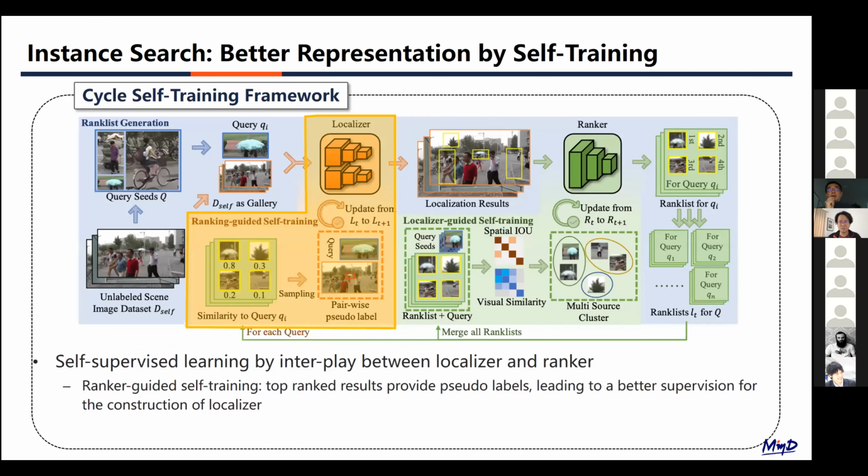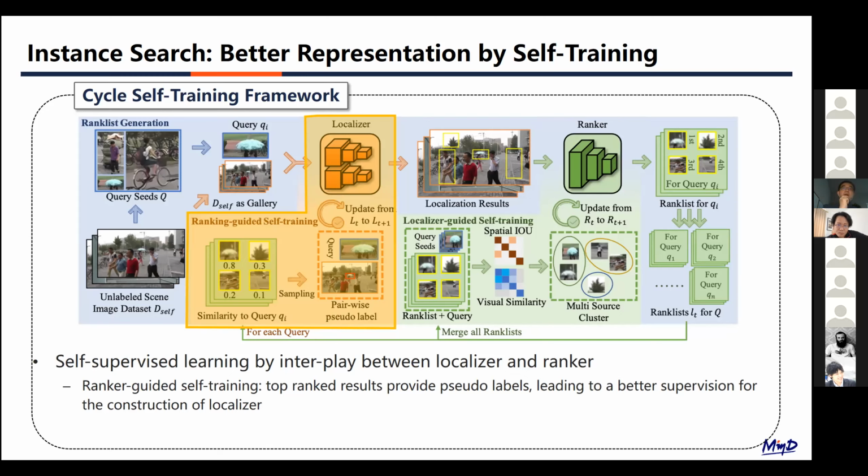Okay. Now, although this baseline seems to be working okay, it still needs further improvement. So in this case, we developed a so-called cyclic self-training framework. It is essentially to utilize the interplay between the localizer and the ranker to improve both the representation of the ranker and also the ability of the localizer to identify the related objects.